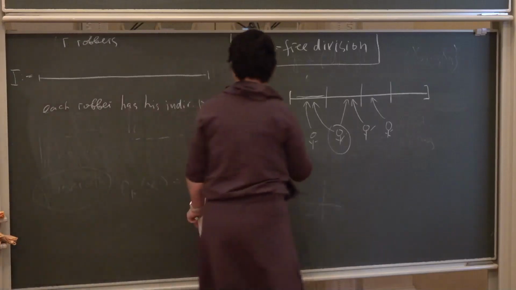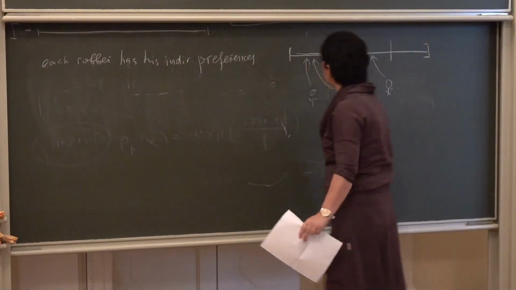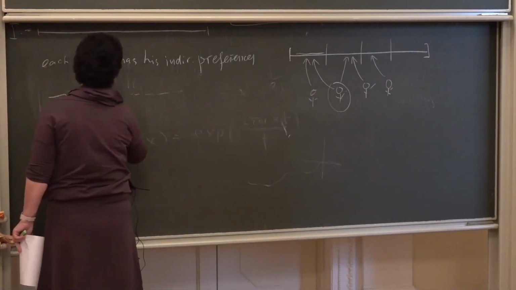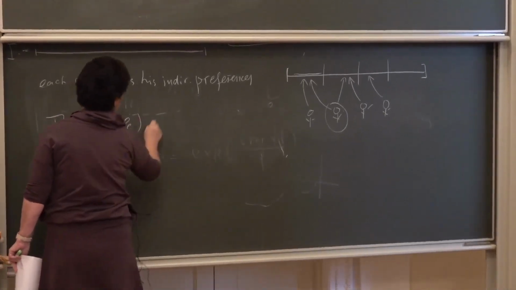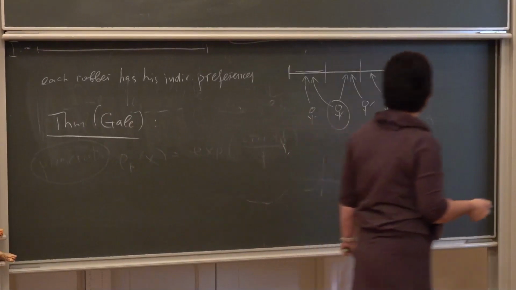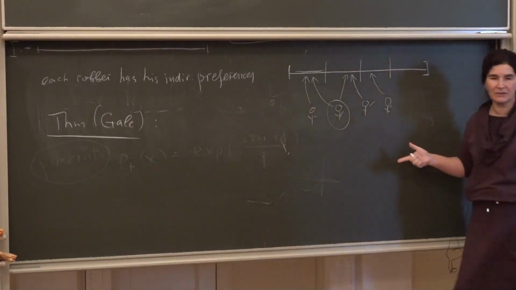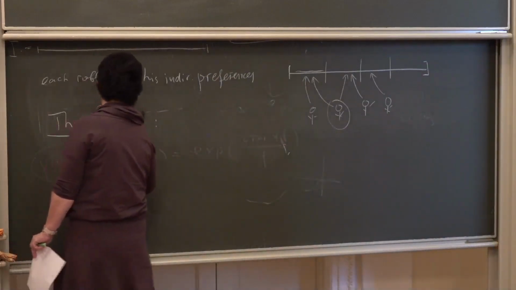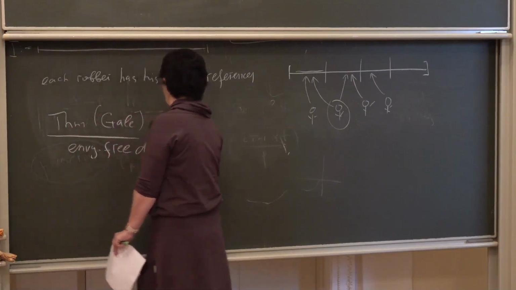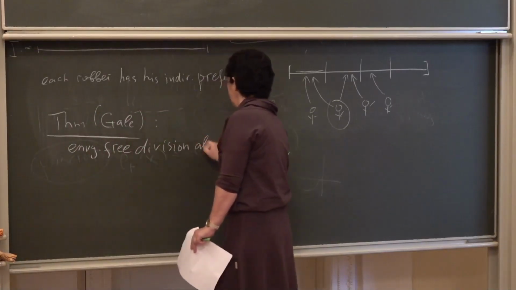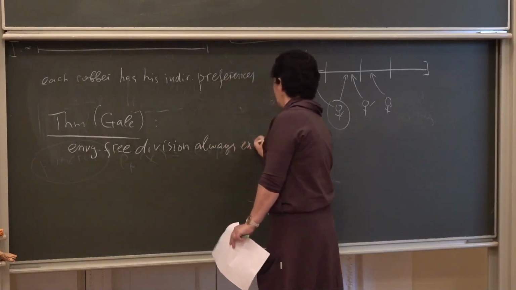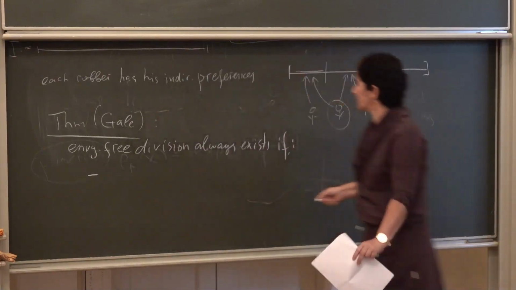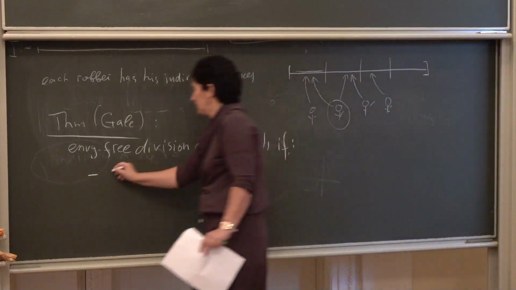And a theorem, which sounds kind of miraculous, this is a theorem by David Gale, states that under very mild conditions, the envy-free division always exists if the first condition is the closeness of the preferences, the closeness condition.